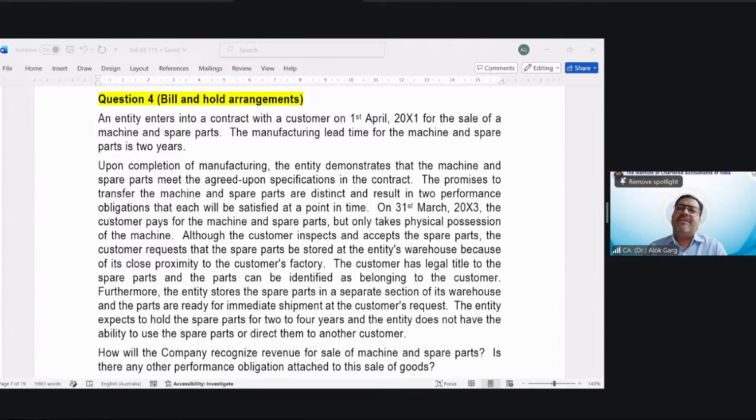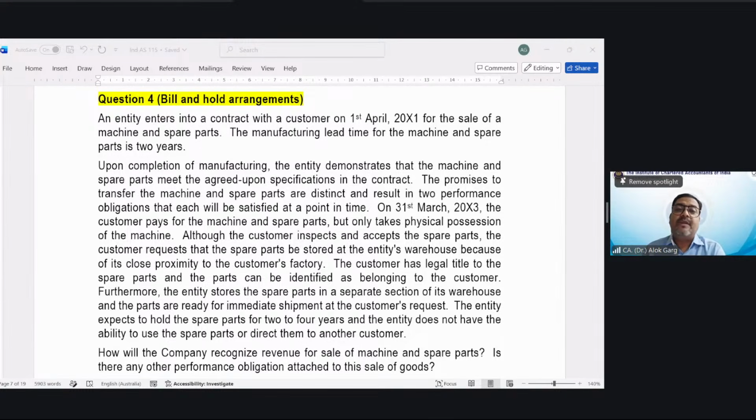Okay. So friends, you have to recognize revenue for bill and hold arrangements when a few conditions are satisfied. First of all, the reason must be substantive. The reason must be substantive means the customer has specifically requested the entity to store goods in the vendor's premises. So the customer must have specifically requested to hold goods in the service provider's or seller's premises. That is number one.